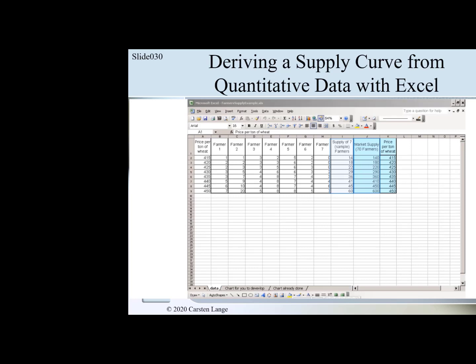You find the results in the second-to-last column of the table. Together with the price, the 2 columns with the blue background are the estimated supply schedule for the whole market. In the next step, we will plot this supply schedule in a diagram and then try to derive a supply curve.